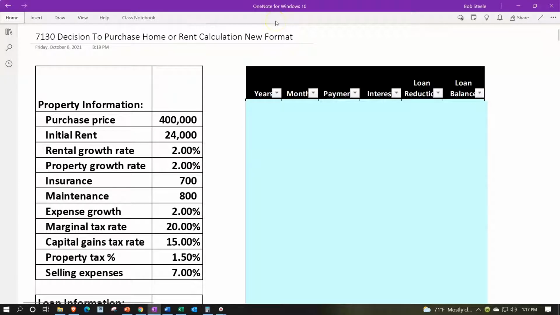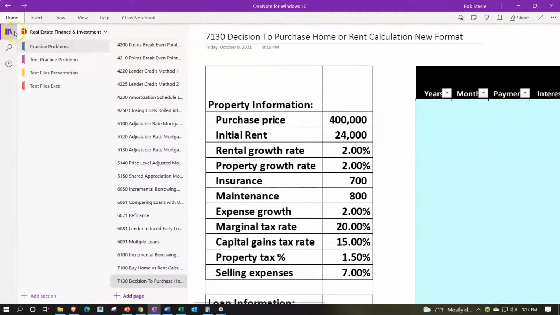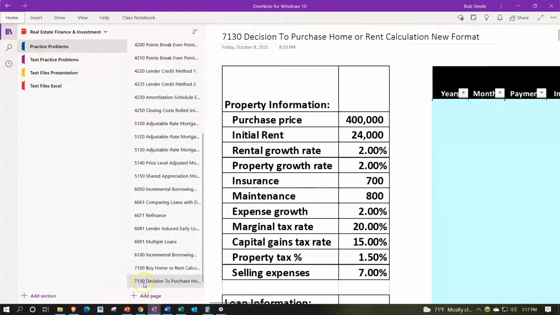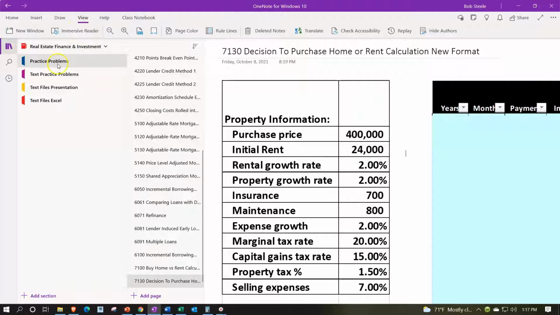If you have access to OneNote and would like to follow along, you're not required to, but if you would like to, we're in the icon on the left-hand side, practice problems, down in the 7130 decision to purchase home or rent calculation new format tab. Also note, when using OneNote, look at the immersive reader tool. Presentations are also in the text area, same name, same number, but with transcripts that can be translated into multiple different languages and either listened to or read in them.